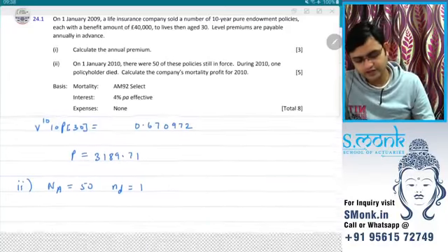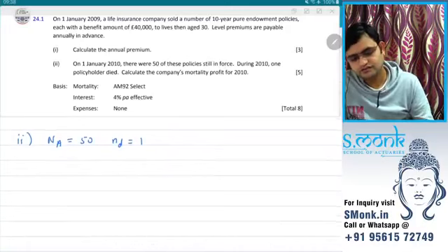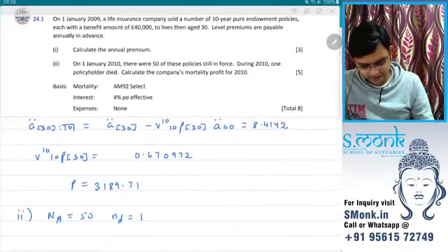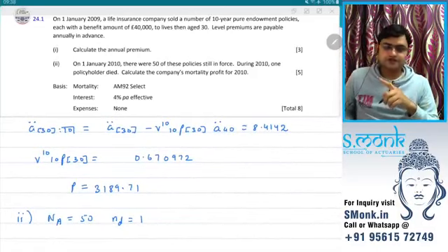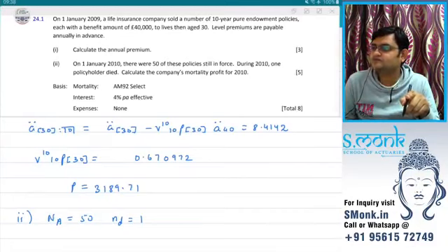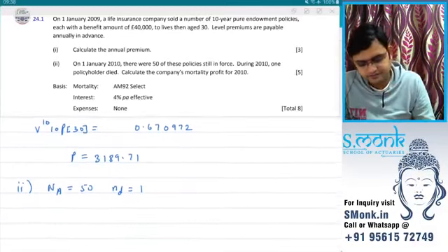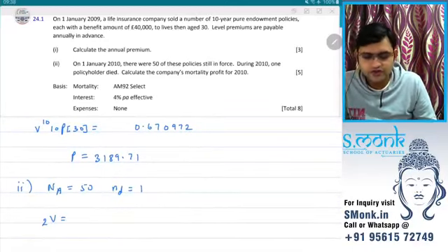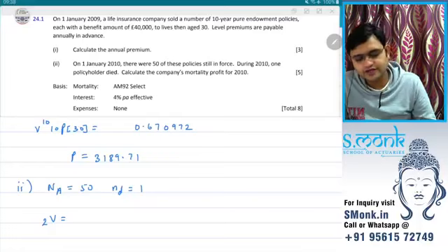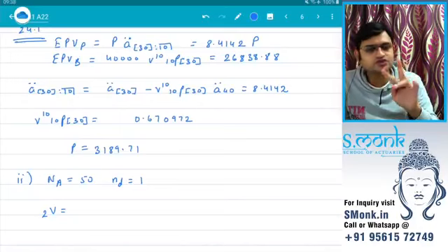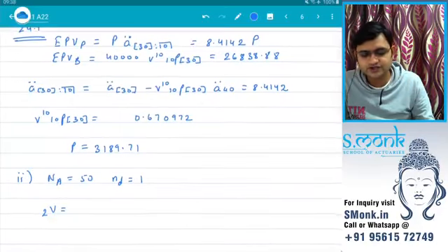So to calculate the mortality profit, we have to first calculate the reserve that is supposed to be kept at the end of this year. So see, first year was 2009, second year is 2010. So we are talking about at the end of the second year. So 2V is what we will be calculating. You can use prospective, you can use retrospective. Here I will show you both, using prospective as well as using retrospective.